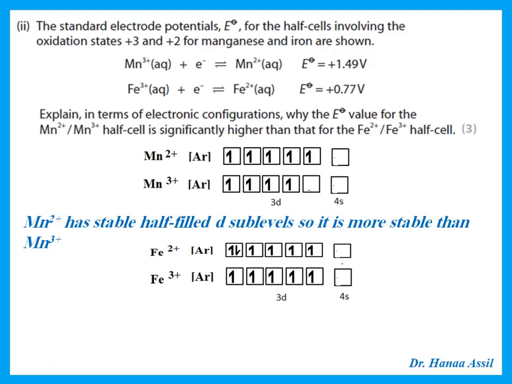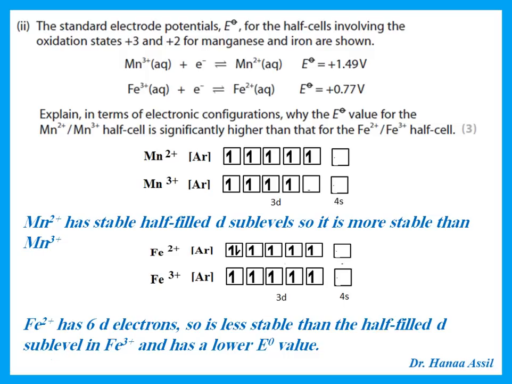Now, if we're looking at the iron 2+ and the iron 3+, the iron 2+ has 6 electrons in its 3d sublevel. Now, if it loses that 6th electron, it becomes a half-filled 3d sublevel. So actually, the iron 3+ is more stable, or the iron 2+ is less stable than the half-filled d sublevel in the iron 3+, and that is why the iron 3+ to iron 2+ has a much lower E0 value.